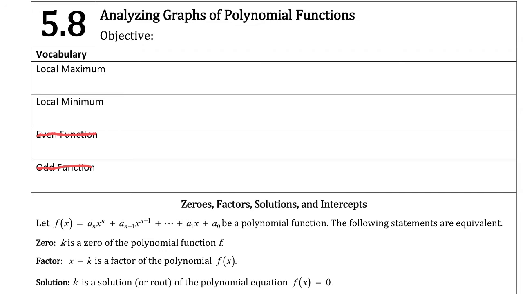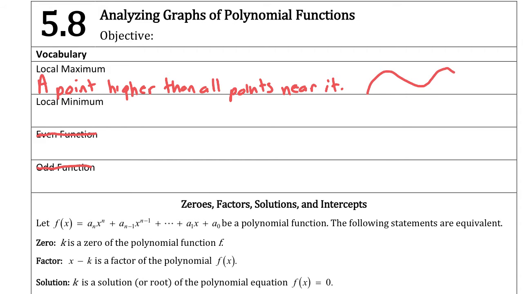So the first thing I'm going to define is a local maximum. A local maximum is a point that is higher than all points near it. And this isn't a great definition, but if I'm looking at a graph here, and it's kind of a wavy graph like this, the local maximums would be this point and this point. They are points that are higher than all the points immediately to the left and the right of them.